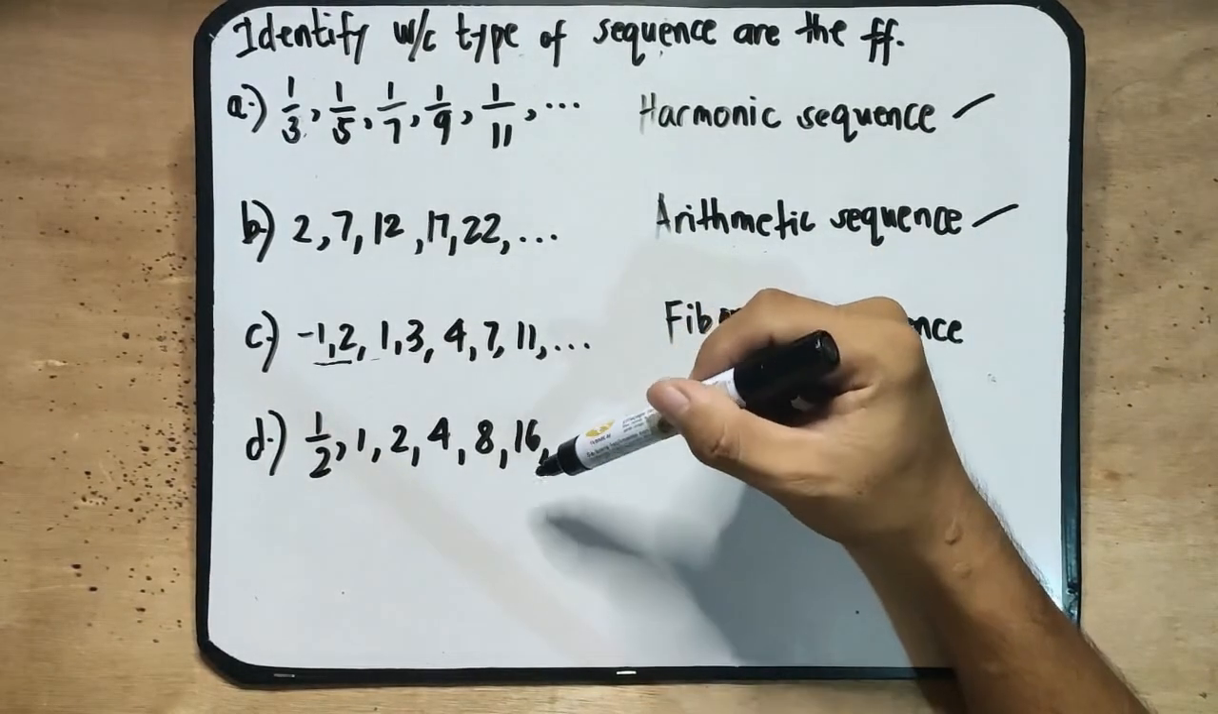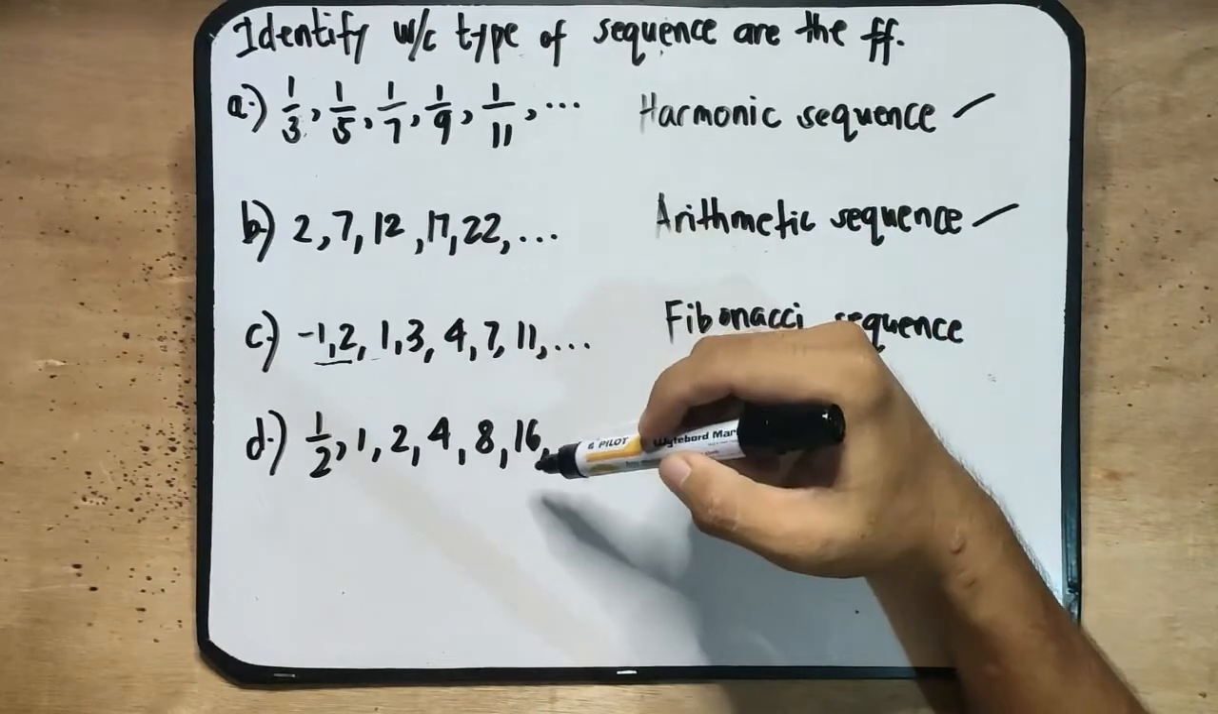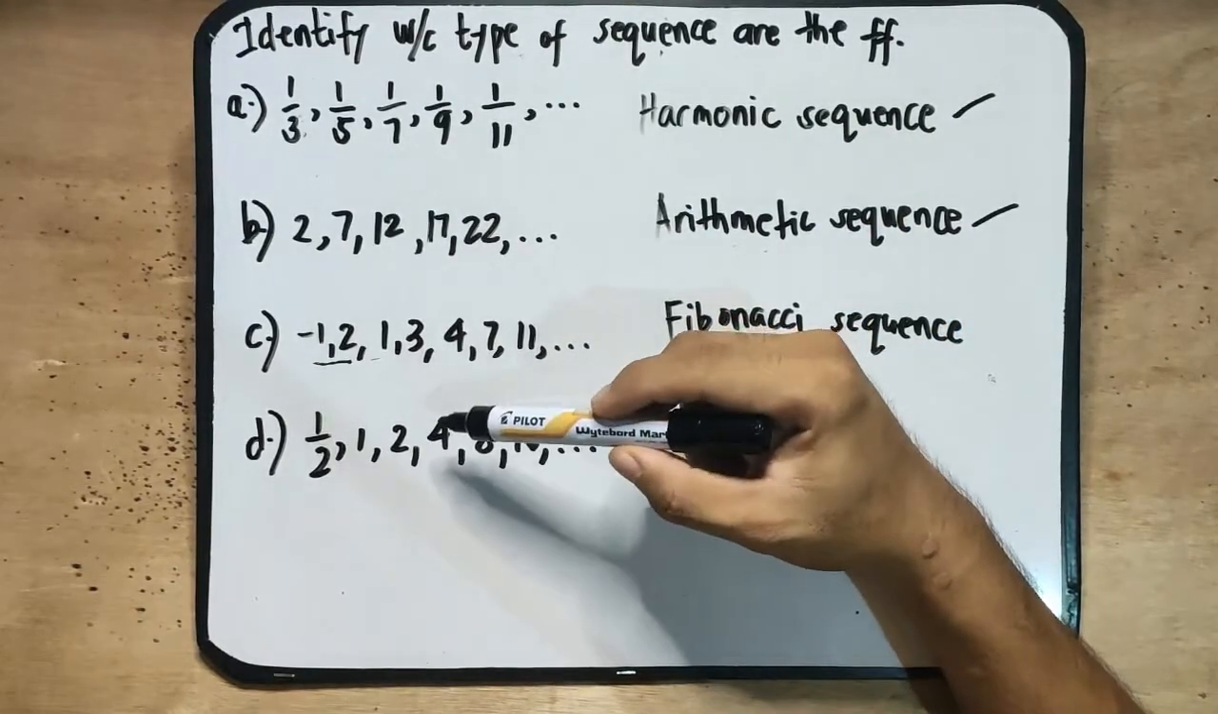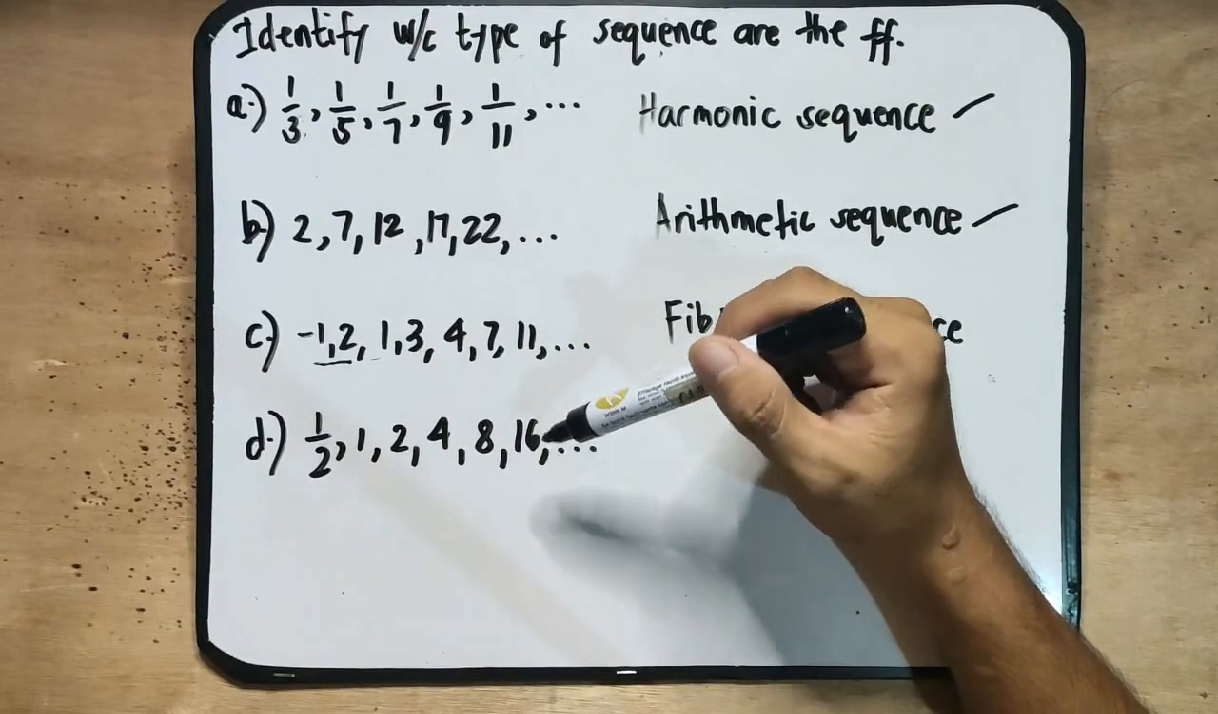So yung last na item, let's try to identify kung mayroon siyang a common difference. So 16 minus 8 is 8. 8 minus 4 is 4. So wala silang common difference. Let's try to identify kung mayroon silang common ratio.